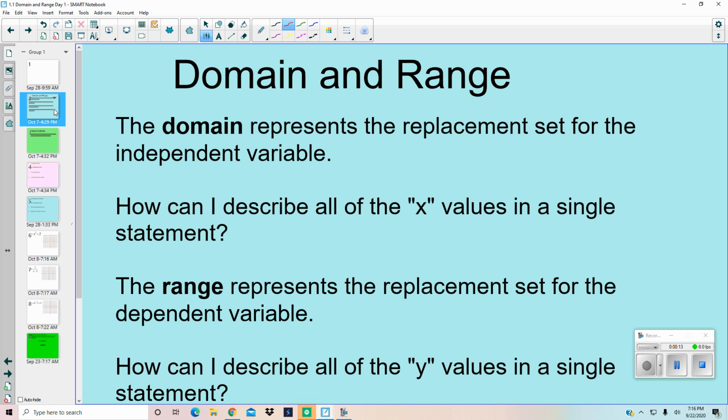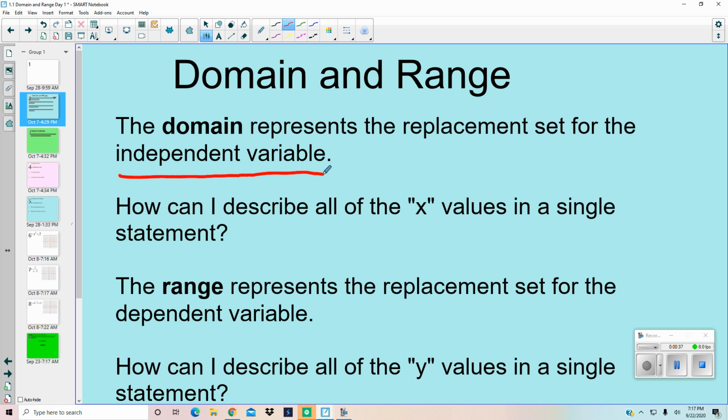The domain represents the replacement set for the independent variable. The independent variable is usually the x values. So you're trying to answer, how can I describe all of the x values in a single statement, without listing every single x value in the function?